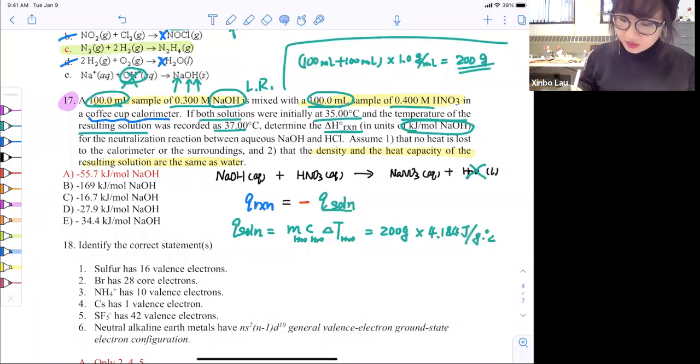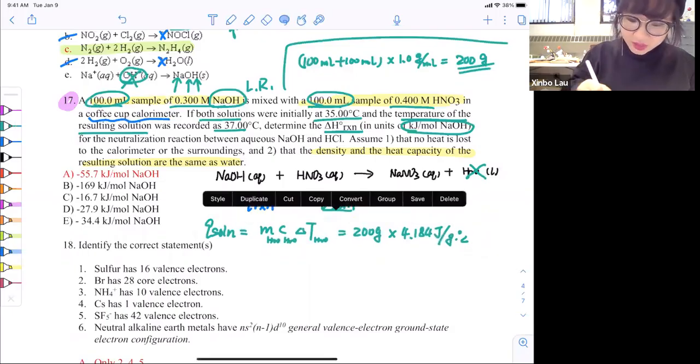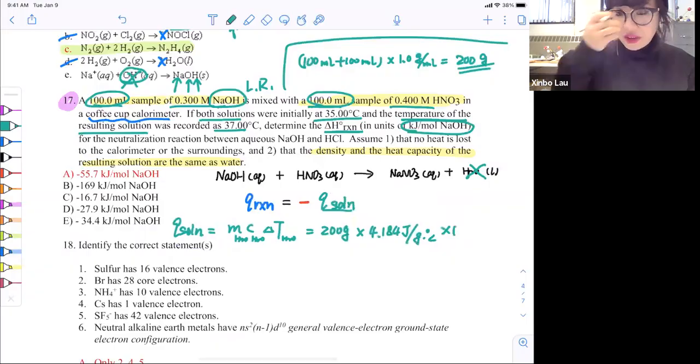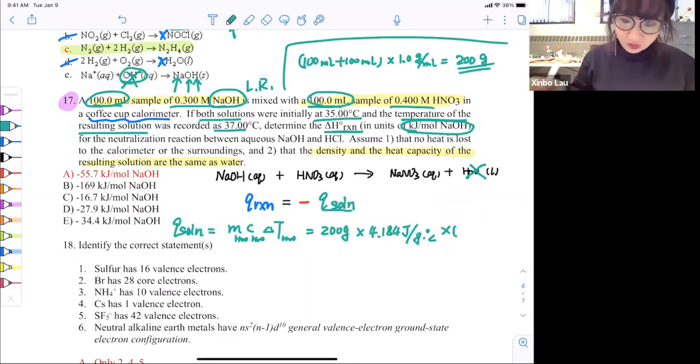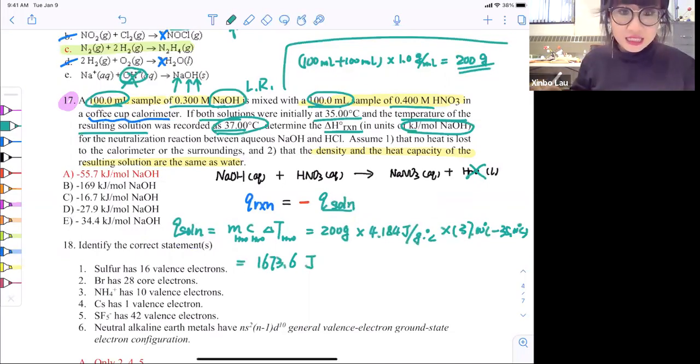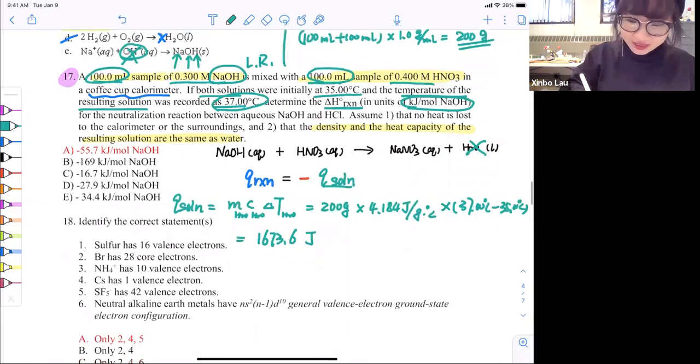And then what else do we know? The temperature change, right? If you read the question, it's the final temperature minus initial. The final is 37. Initial for the water is 35. Do this calculation, I got 1673.6 joules. Okay, so then that's the heat of the solution absorbed, right? So that's a positive value. Now we know our reaction is releasing heat.